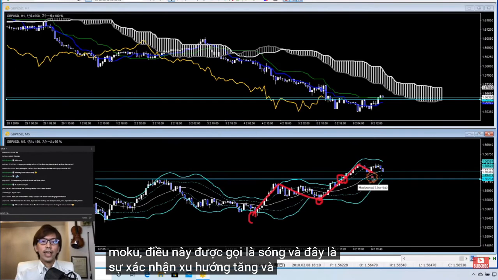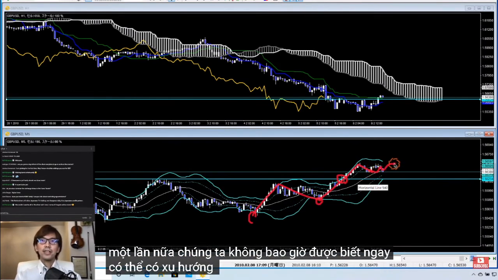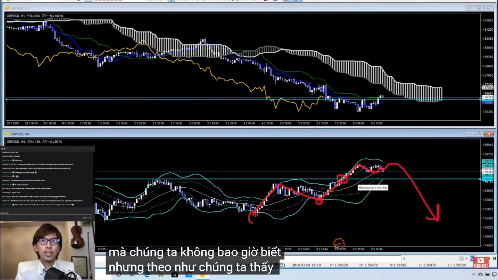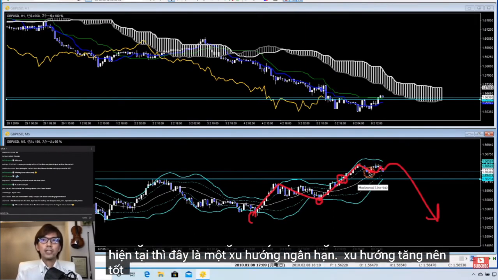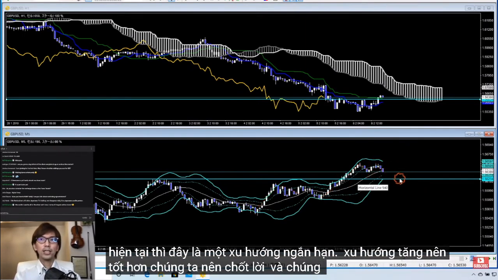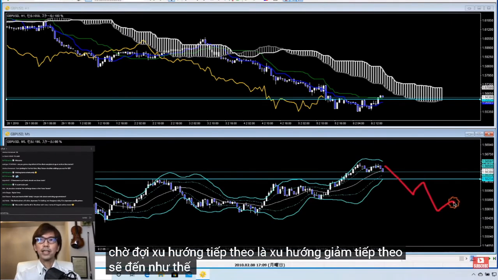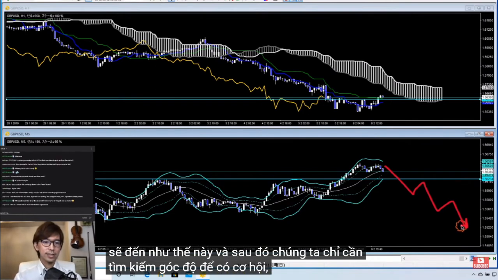and this is a confirmation of the uptrend. So, and again, we never know, right? There might be the downtrend afterwards. We never know. But as far as we see the market right now, this is the short-term uptrend. So we better take a profit here, and we just wait for the next downtrend to come, like this way, and then we just look for another sell chance.